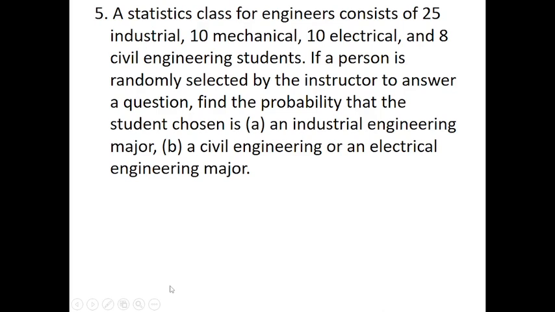So, number 5. We have a statistics class for engineers consisting of 25 industrial, 10 mechanical, 10 electrical, and 8 civil engineering students. If a person is randomly selected by the instructor to answer a question, find the probability that the student chosen is an industrial engineering major. Letter B, a civil engineering or an electrical engineering major.